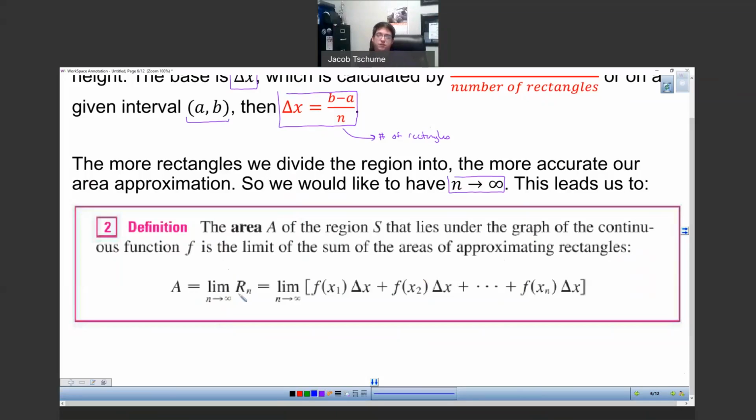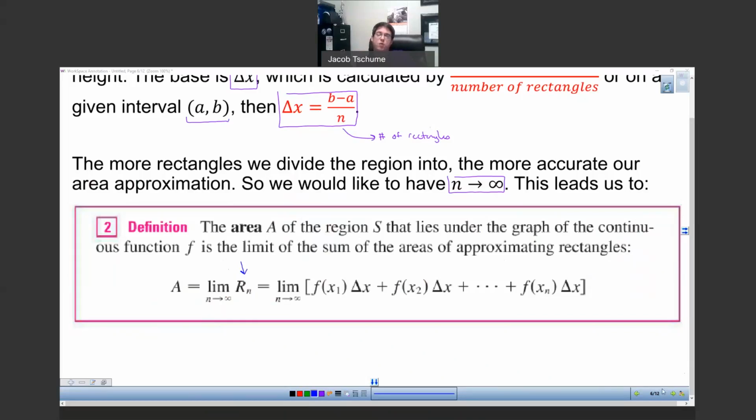And I just wrote this for right endpoints. So when you see these R's and L's, that just represents left and right. If it was M, it would be midpoint. But most of the things in this book are defined as right endpoints, but it all represents the same thing.